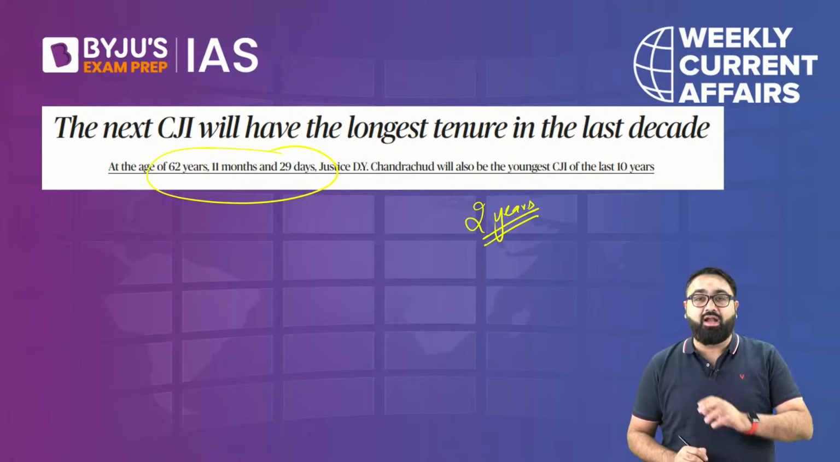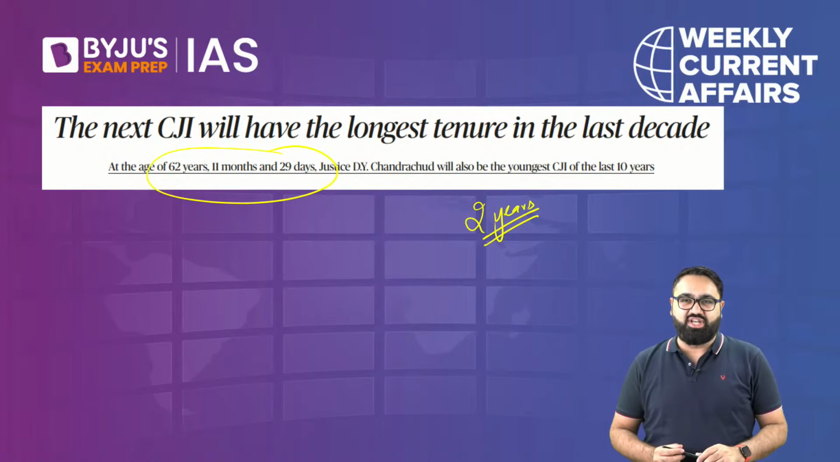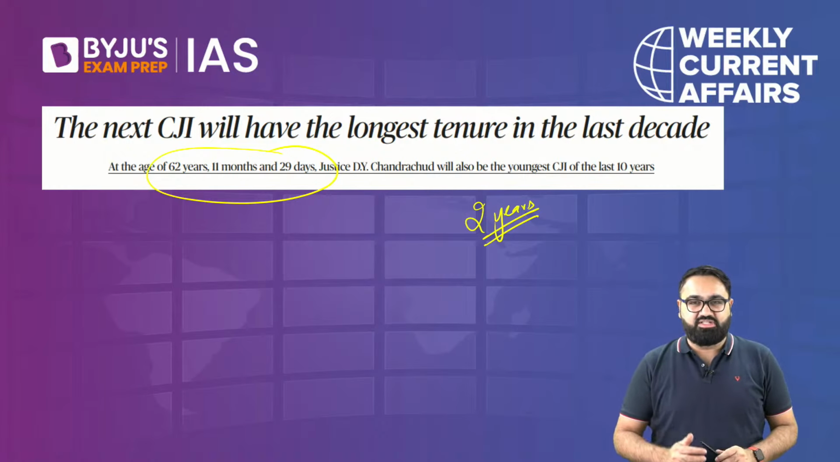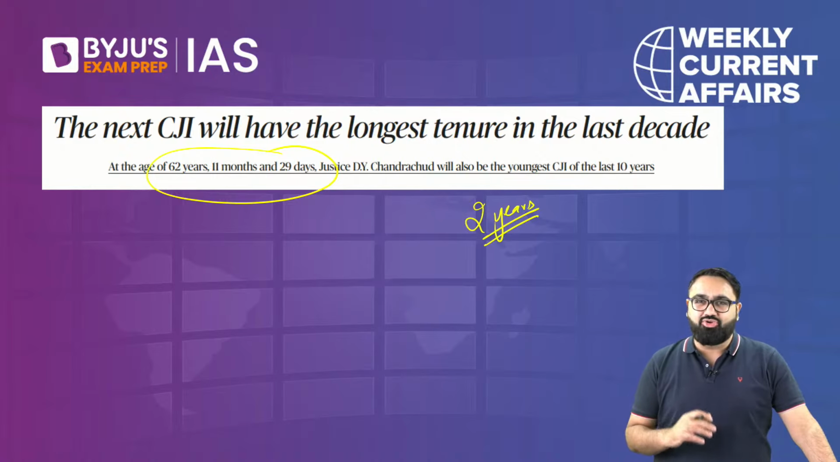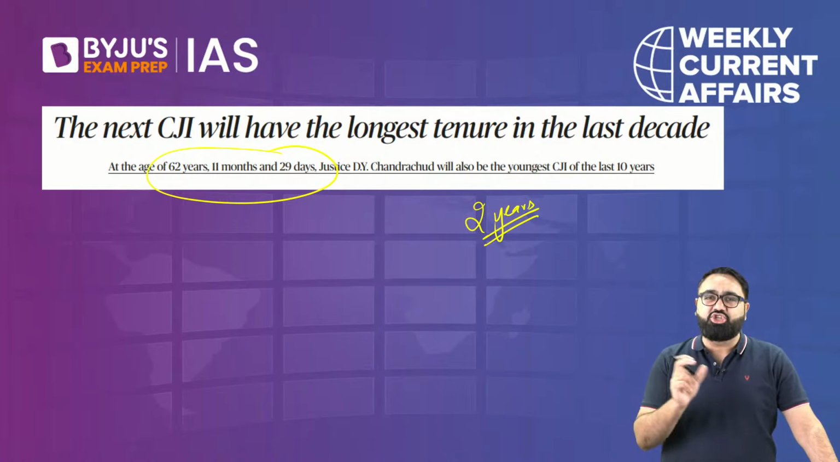Meaning that if you look at the last decade or so, the last 10 years, the people who have been appointed as the Chief Justice of India, most of them have not had such long tenures. Most of them have actually had very short tenures.